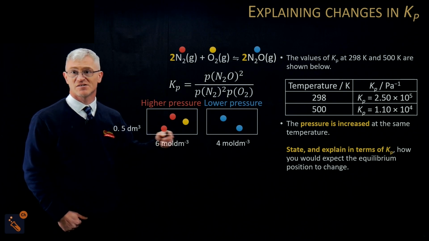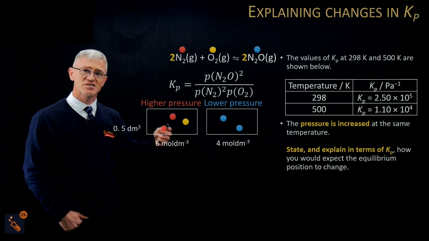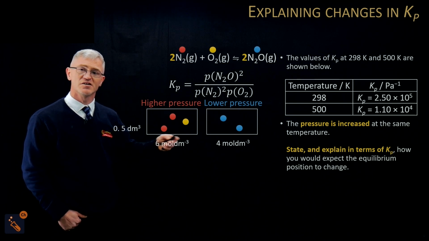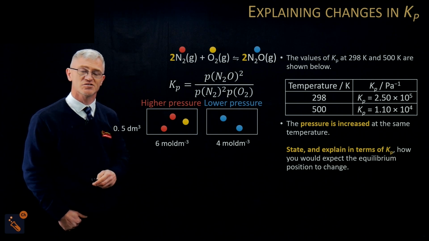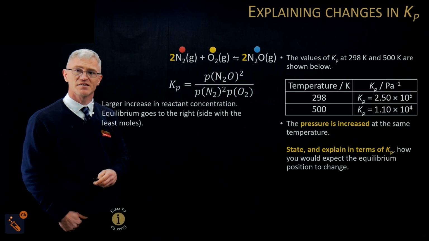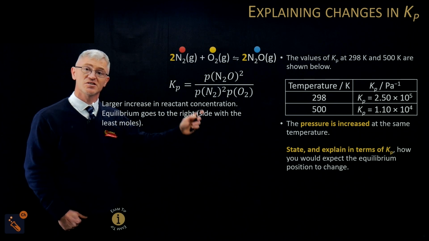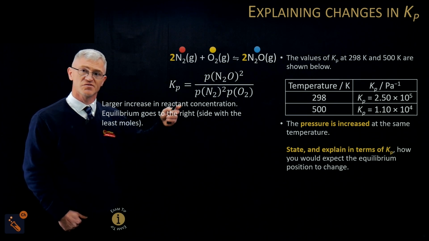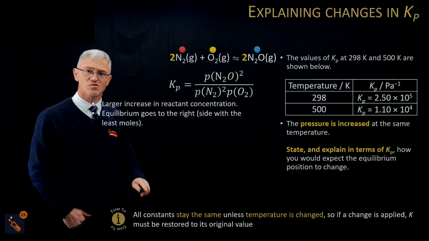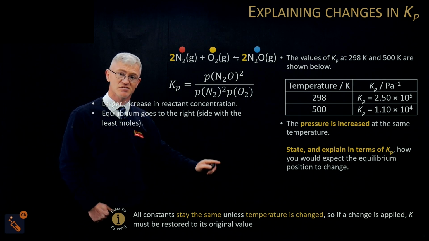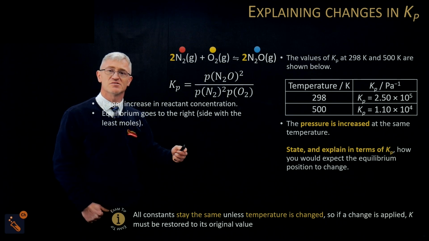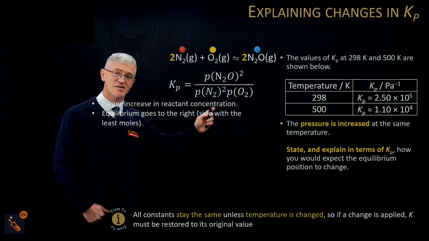And that means 3 to 6 is a larger increase. So as soon as we apply that higher pressure, we're going to see an increase in the concentration of the reactants higher than the increase in the concentration of the products. So that large increase in reactant concentration means the equilibrium will then shift to the right to lower that concentration of the reactant. So all constants must stay the same unless the temperature is changed. So if a change is applied, the constant must be restored to its original value, because we only care about the constants changing in terms of temperature, and the temperature has not changed.